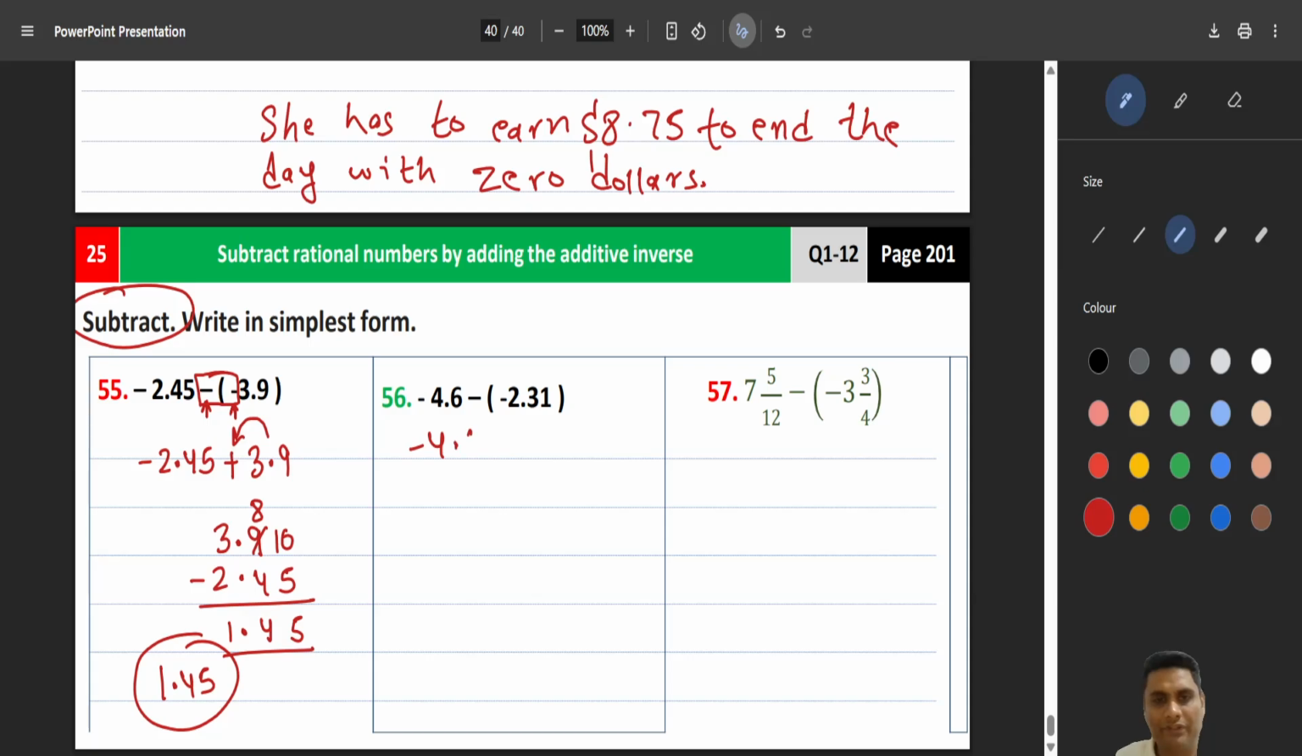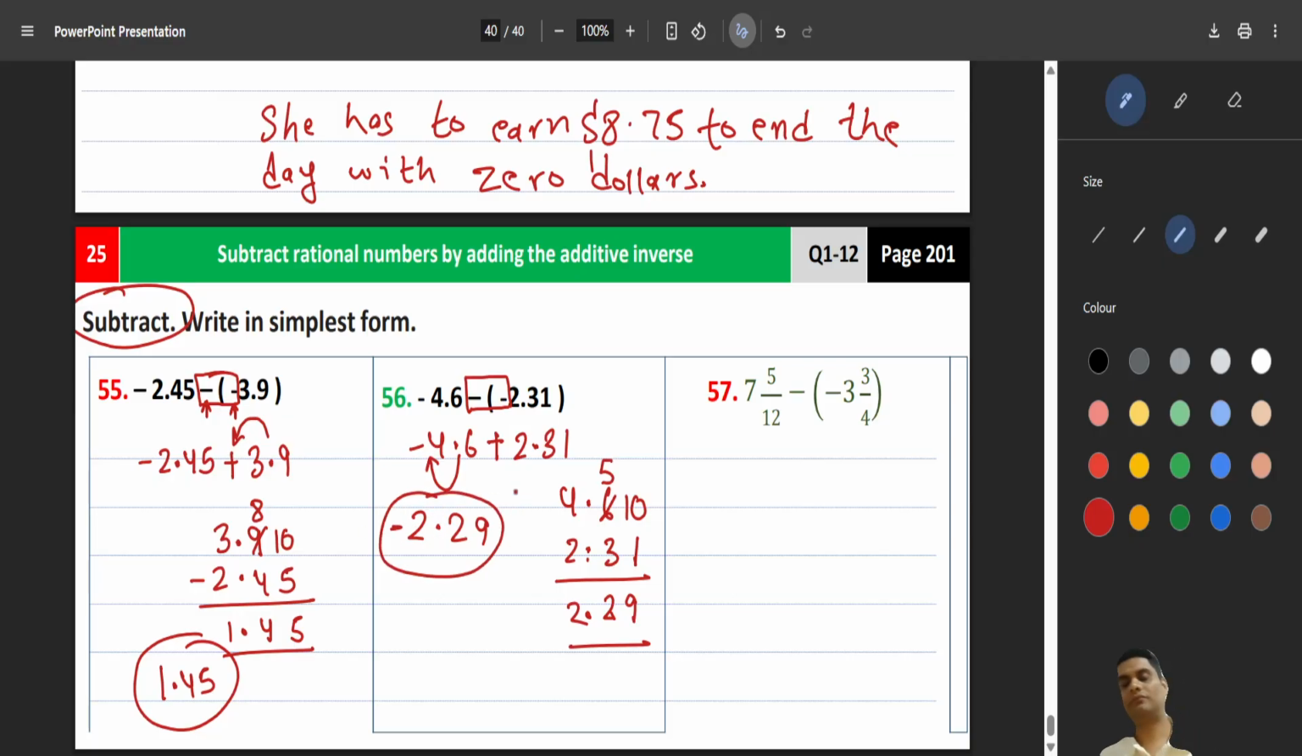Same type of question here. Minus 4.6. Two signs are together. Both are same, so they will become plus 2.31. Different sign means do minus. So 4 here, 2 here, meaning this is bigger. So big minus small. 4.6 minus 2.31. No number here, put a 0. Can I do 0 minus 1? No. So I will take 1 from here. This will become 5. 10 minus 1, 9. 5 minus 3, 2. Decimal. 4 minus 2, 2. So 2.29. Now this will be plus or minus. Check the bigger number. The bigger number has minus, so put minus.